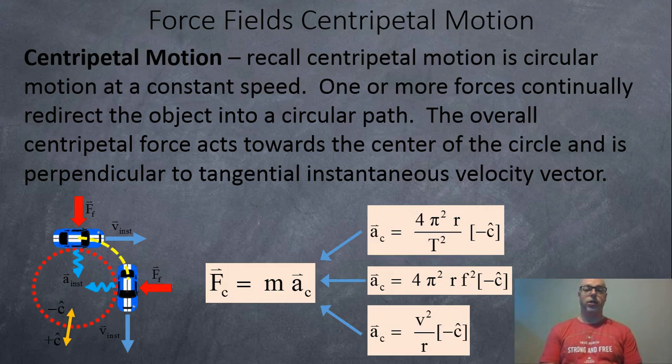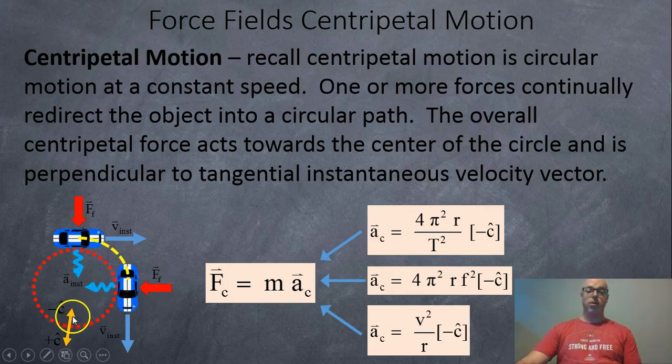Recall, centripetal motion is circular motion at a constant speed. One or more forces continually redirect the object into a circular path. The overall centripetal force acts towards the center of the circle and is perpendicular to the tangential instantaneous velocity vector. So the velocity, for example, is forward here, but the centripetal force is perpendicular, 90 degrees, to the center. And then as you follow the circular path, now the instantaneous velocity vector, which is tangent to the circle, is traveling down, and the frictional force providing the centripetal force is towards the center.